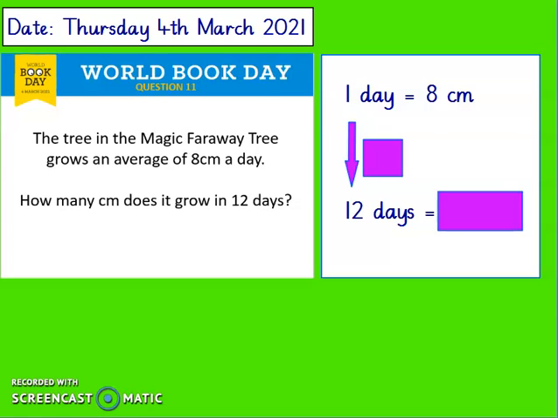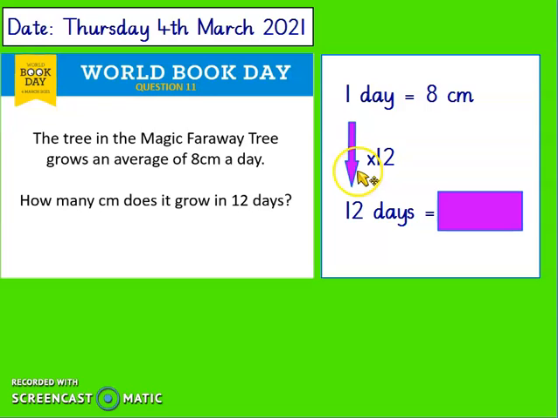The tree in the Magic Faraway Tree grows an average of 8 centimetres a day. How many centimetres does it grow in 12 days? So in one day, it grows 8 centimetres. We want to know 12 days. So we need to times one day by 12. So what do we need to do to this side? Pause the video and then unpause for the answer.